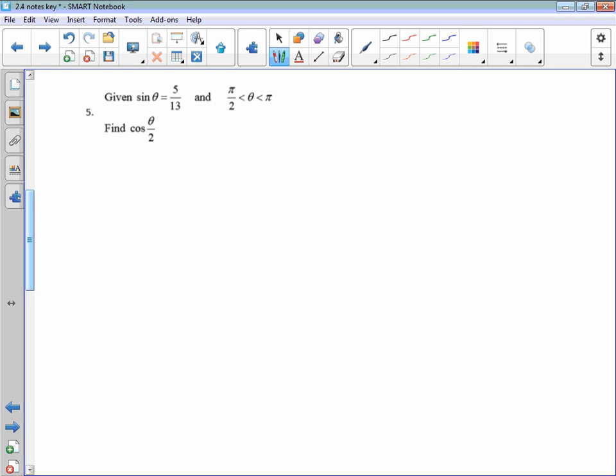All right, are you ready for number 5? The setup is a little different on this one. Are we talking about a unit circle angle on this one? Now, I tell you sine of theta is equal to 5/13. And then I tell you where theta is. Then we have to think about cosine of theta over 2. Okay, guys? So I'm going to draw a picture first.